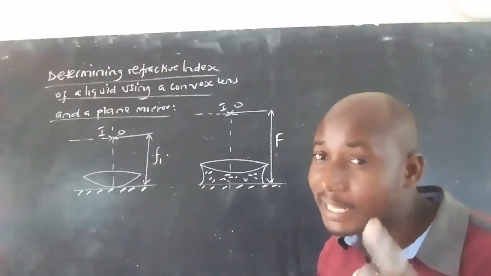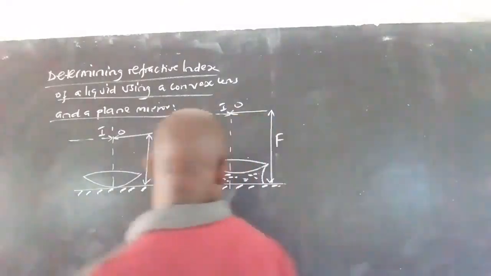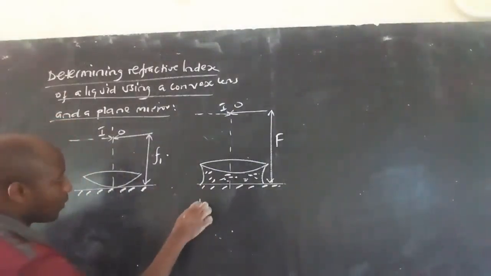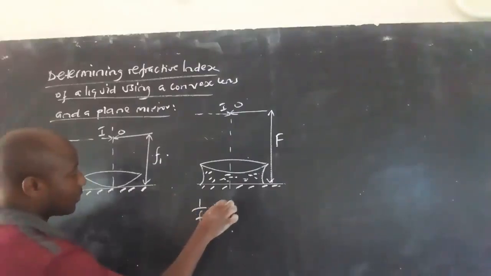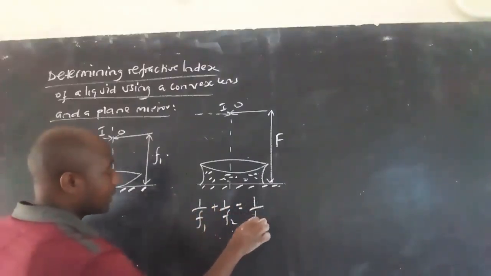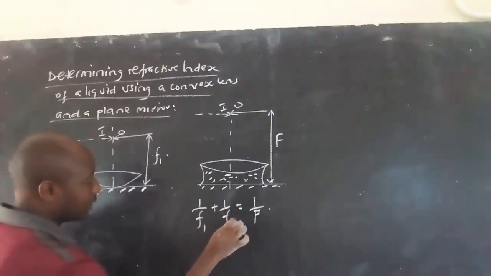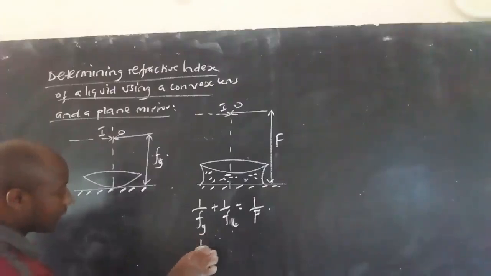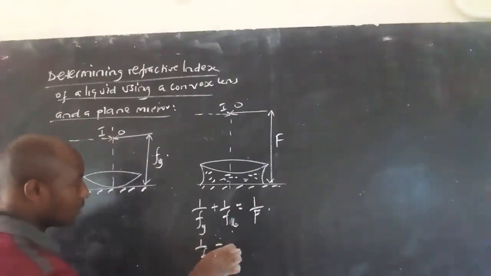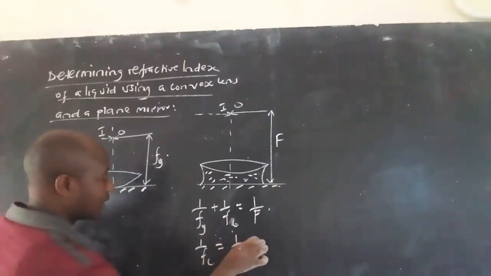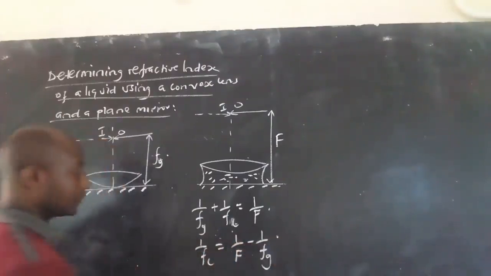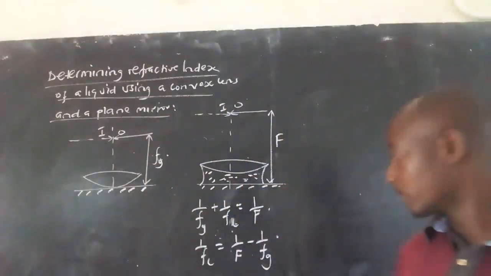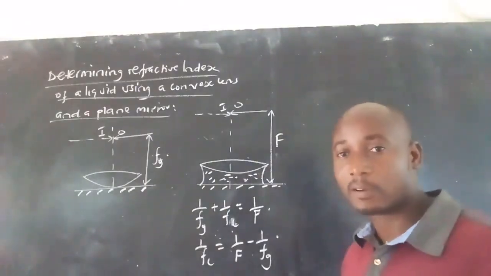Remember, this is the focal length of the combination. Then from there, how do we get the focal length of the liquid? 1 over F1 plus 1 over F2 is equal to 1 over F. So this is the liquid, and this is the glass. Let us call this one F glass. So meaning that 1 over F liquid will become 1 over F minus 1 over F glass. 1 over F liquid equals 1 over F combined minus 1 over F glass.